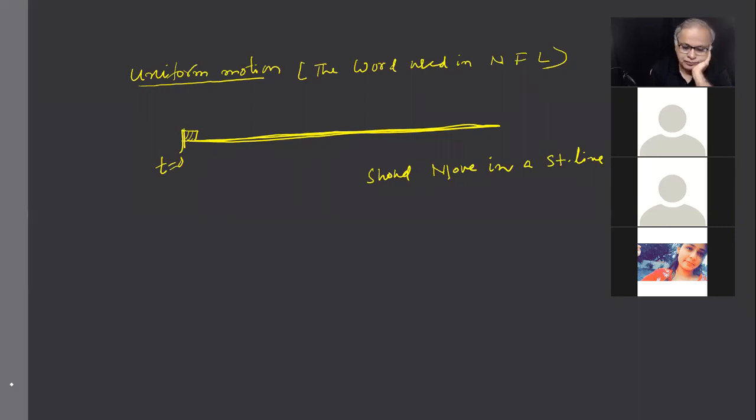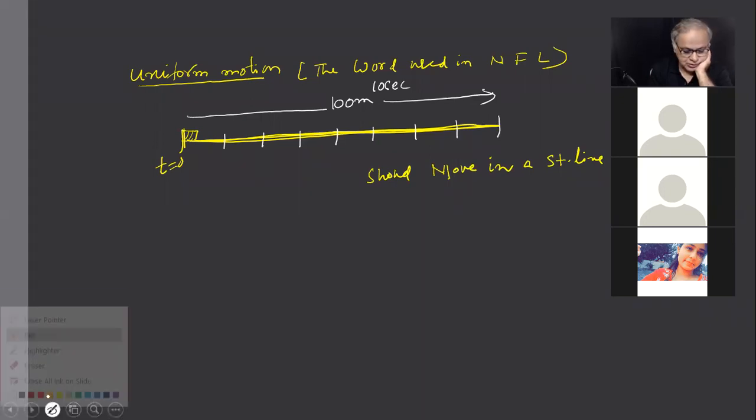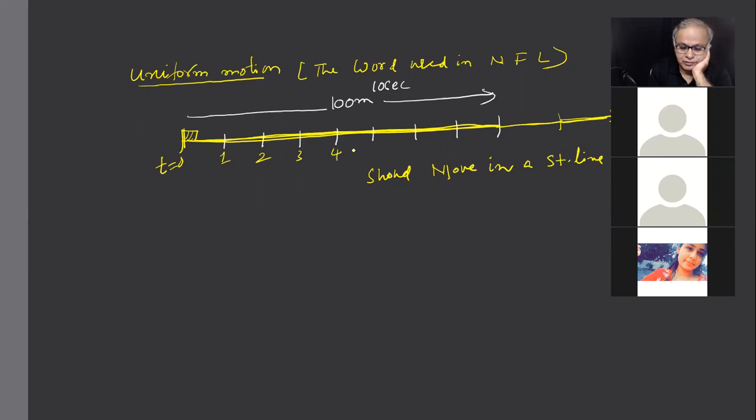So now, say this distance was some 100 meters. All this took place in 10 seconds, let me say. Now divide this time into 10 equal parts: first, second, third, fourth, fifth, sixth, seventh, eighth, ninth, 10.